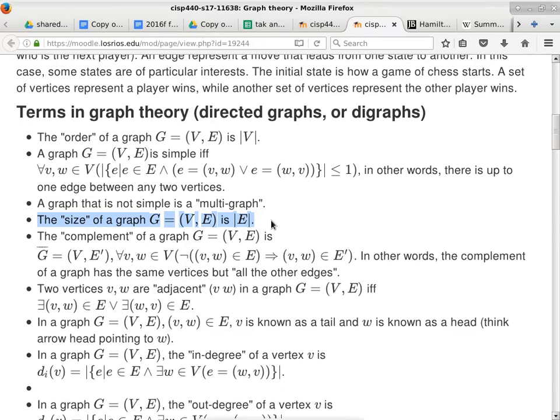How many edges can we have? We can have an edge going from A to B, and since this is a directed graph, we can also have an edge going from B back to A. But that's it, right? What about three? A, B, C. The edge from A to B, another one going backwards. B to C, C back to B, A to C, C back to A. That's it. Okay? So when you look at this, what is the pattern here?